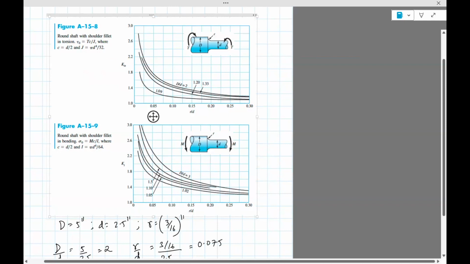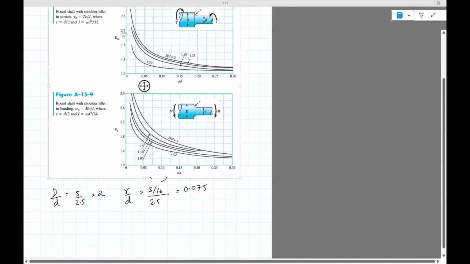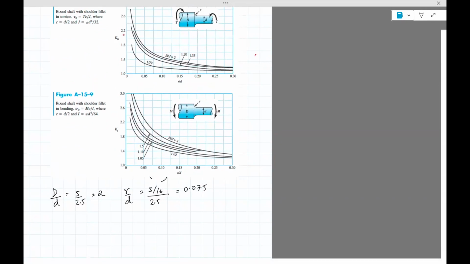So for the first one, Kt, we need to go at a ratio of 2. So that's this curve, and then 0.075 is right here. So we go up here. It looks like it's slightly below 1.6. I just assumed a value of 1.58.